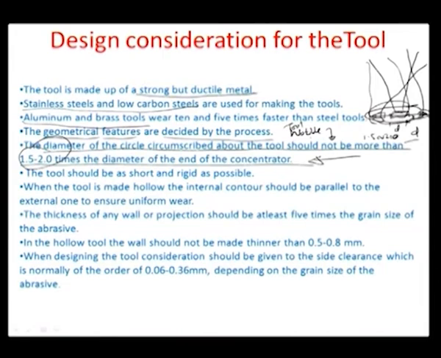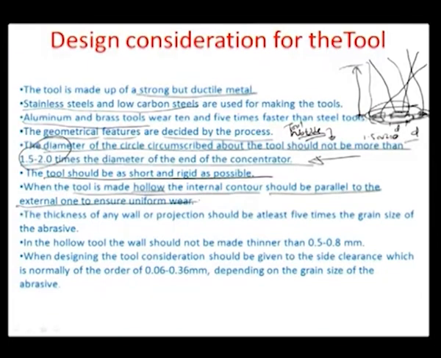The tool should be short and rigid for obvious reasons. If you want to control this wobble, the shorter the height of the concentrator from the acoustic head, the better it is, and the more rigid it is, the less is the wobble. One way of doing it is to make the tool hollow. Hollow shafts are of course more rigid in comparison to solid shafts, and therefore the internal contour of such hollows should be parallel to the external one to ensure uniform wear.